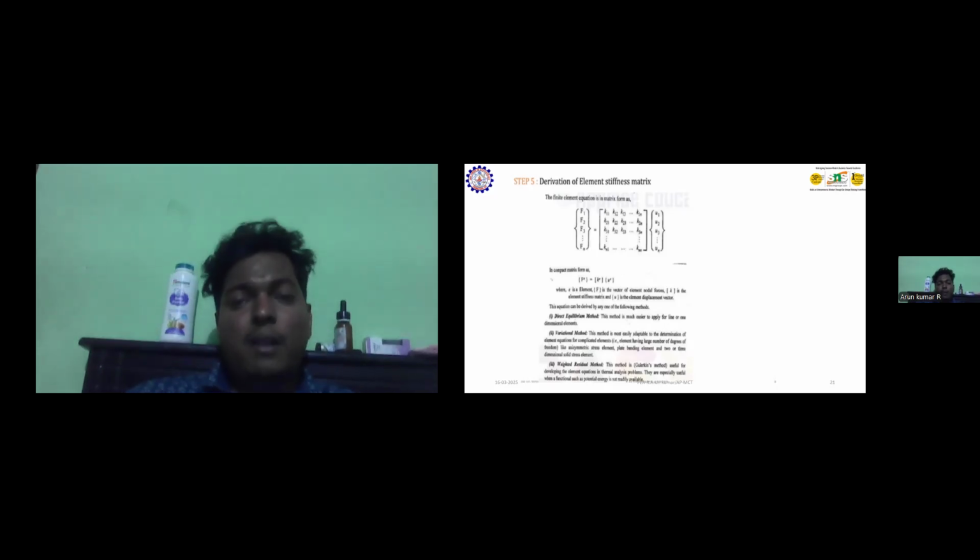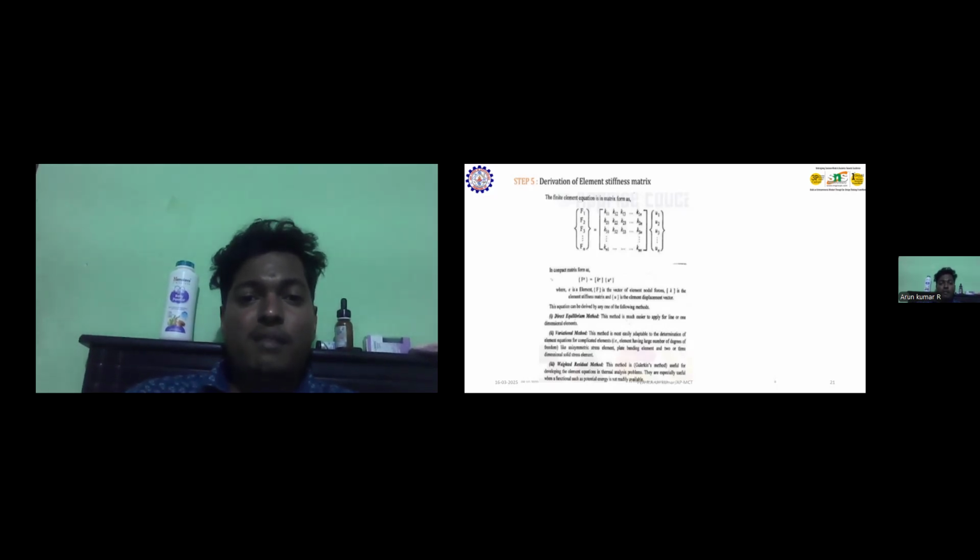Whenever I consider an element, I already told you what an element is and what a node is. An element has two nodes, and on that basis we find the stiffness matrix for the corresponding element. We also give the total stiffness matrix for the given structure. For example, if I consider two elements, I add them and get the total stiffness matrix equation.